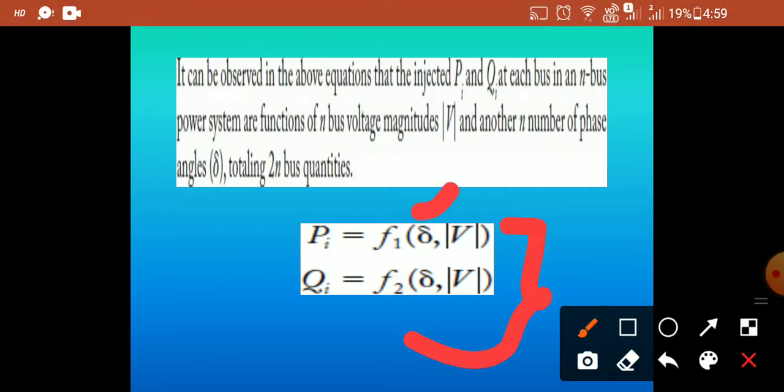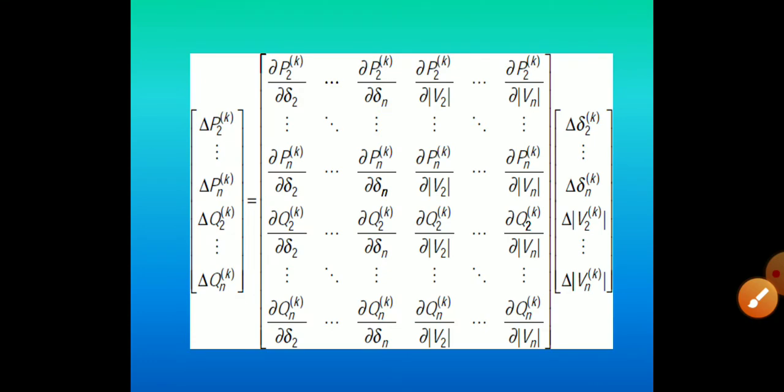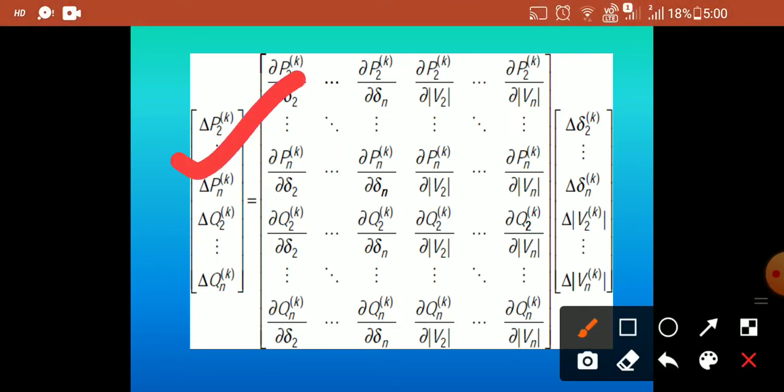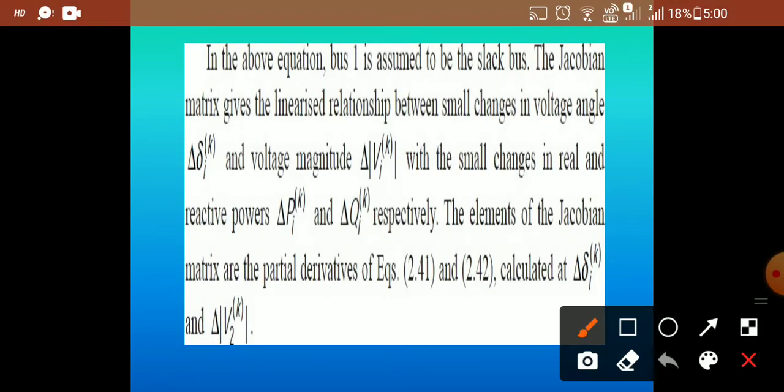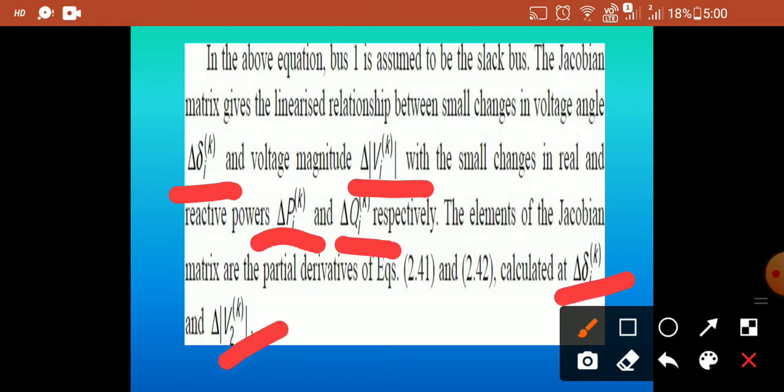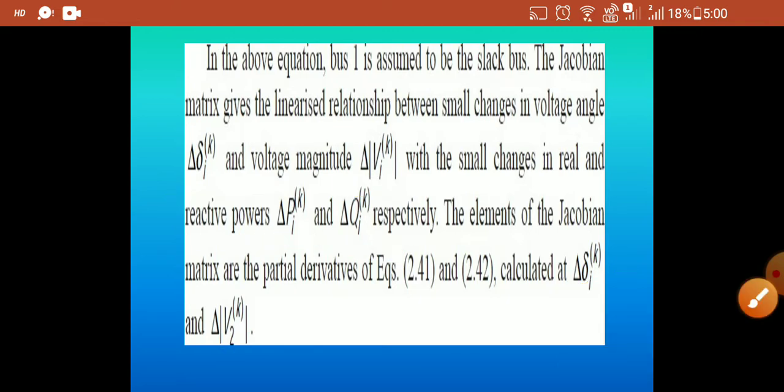So P is a function of del and magnitude of V, and Q is a function of del and magnitude of V. So this is the generalized form: del P is equal to dou P by dou del into del del. Here del del is the rotor angle, and the voltage magnitude, change in real power and reactive power respectively. So the calculated del values and magnitude values are given in this form.